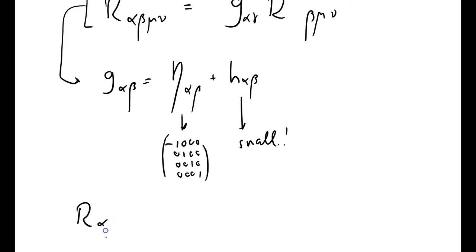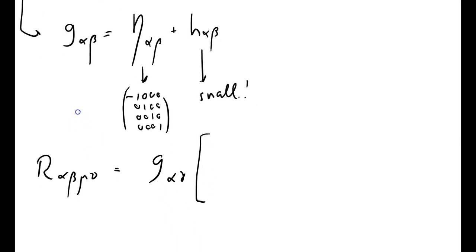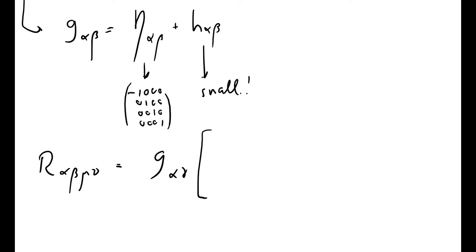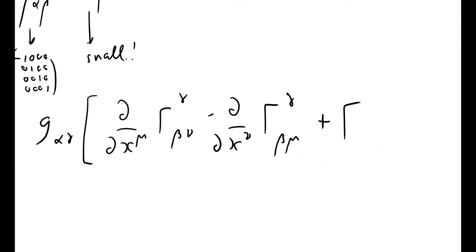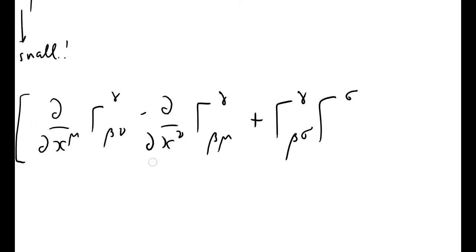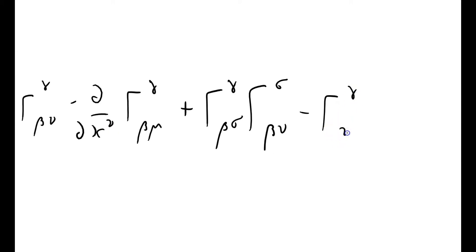So what have we got? We've got R_{alpha beta mu nu} equals, just from here, g_{alpha gamma} times the Riemann-Christoffel curvature tensor. Now, nobody can remember all of this, so I'm just copying off my notes here. We've got the partial derivative with respect to x^mu of the Christoffel symbol gamma beta nu, minus the partial derivative with respect to x^nu of the Christoffel symbol gamma beta mu, plus these are the product terms, I'm just copying off my notes here, Christoffel gamma sigma mu times sigma beta nu, minus, and the second product term, it goes on and on, doesn't it?